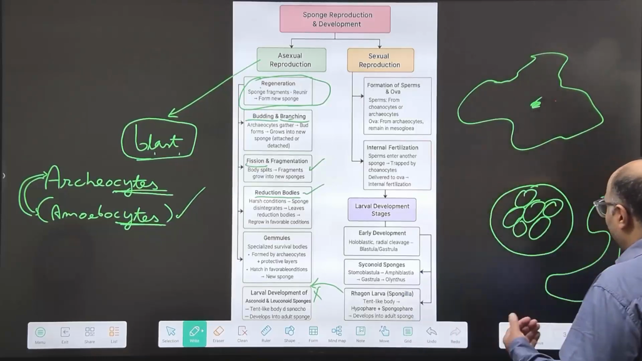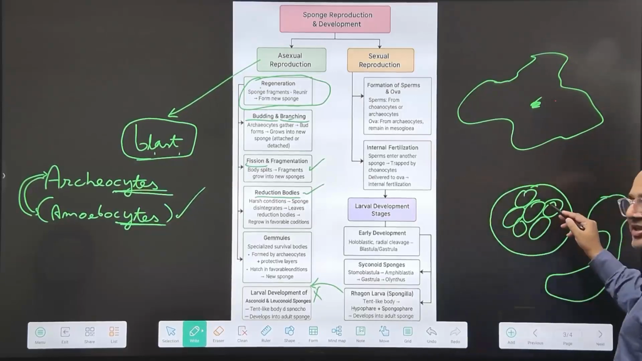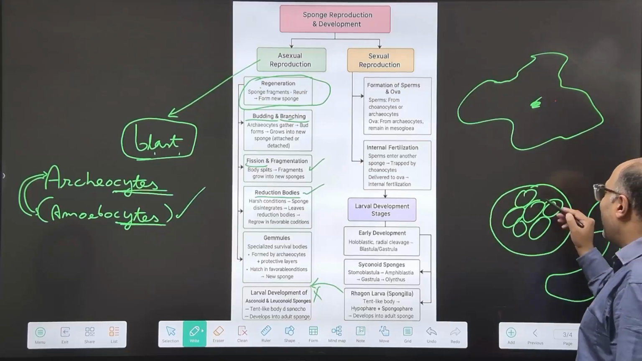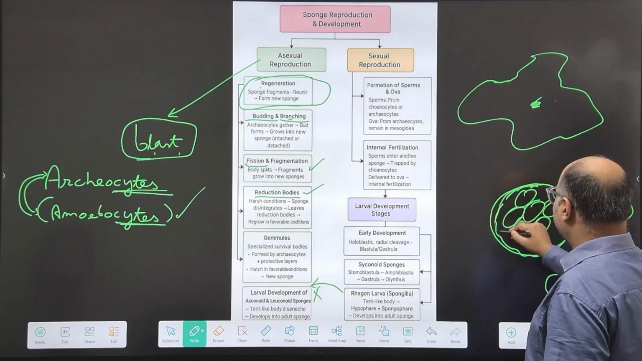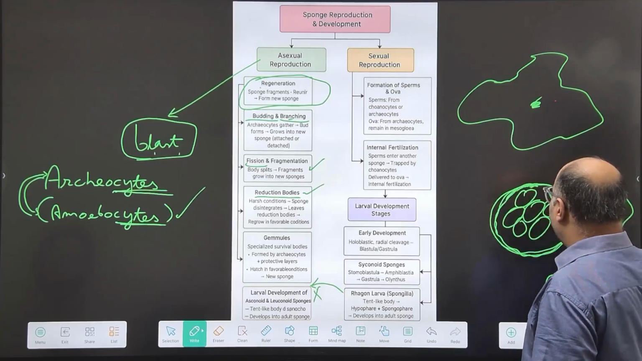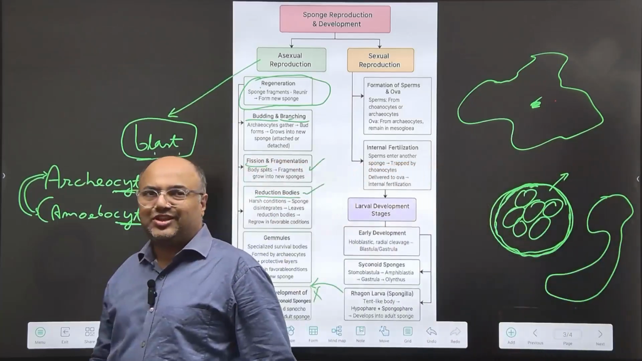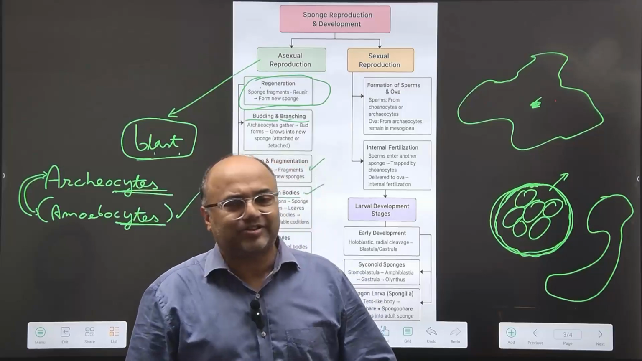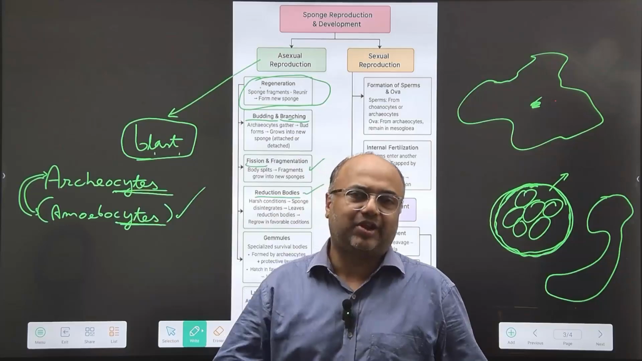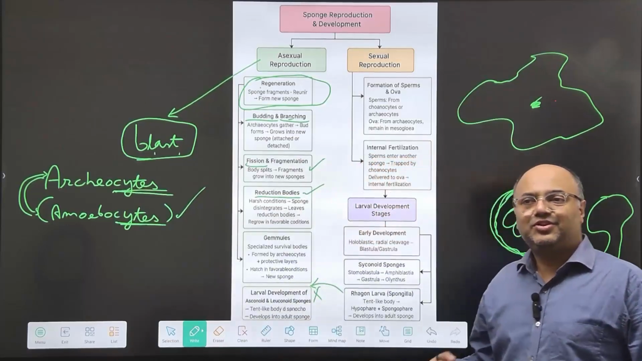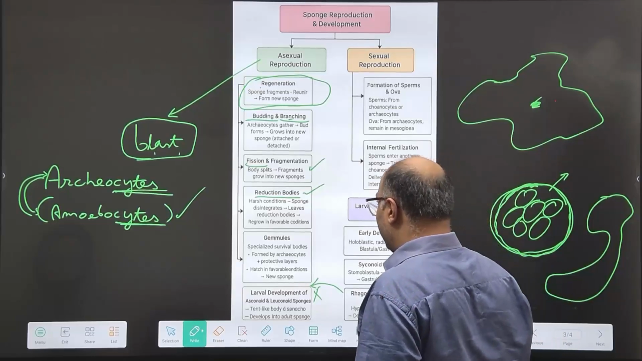That means they don't have a rounded shape. So we will have a bunch of archaeocytes or amoebocytes, and they are surrounded by a bunch of pinacocytes. And that's it. That's a reduction body. So this is going to sustain the harsh conditions. The rest of the sponge is dead, and when the time is appropriate, this reduction body can give rise to a new sponge. Okay, moving forward.